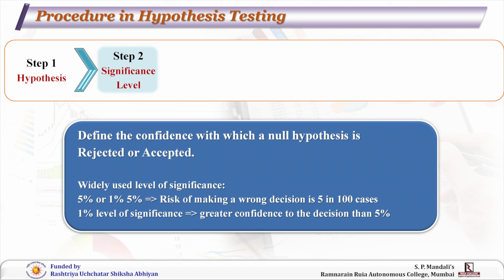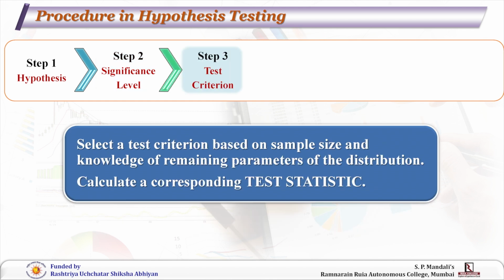A 5% level of significance implies that the risk of making a wrong decision is only 5 out of 100 cases, and hence 1% level of significance will give a greater confidence to the decision than that of the 5% level of significance. The third step is to select a test criterion based on the sample size and the knowledge of the remaining parameters of the distribution, and with the help of this, the test statistic is calculated.